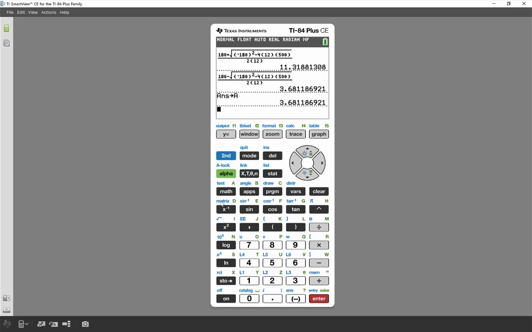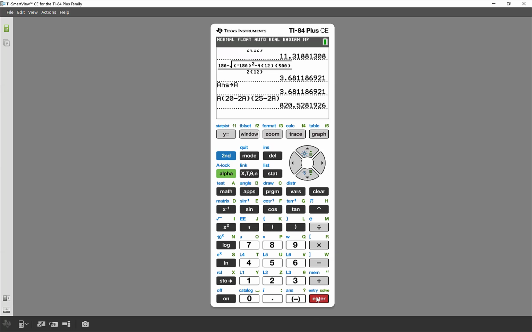It was x times, so I'm going to go alpha A times 20 minus 2x. So I'm going to put 2 alpha A times, and then open parenthesis, and then 25 minus 2x, so 25 minus 2 alpha A. And I'm gonna push enter, and there it is. There's my maximum volume: 820.528.